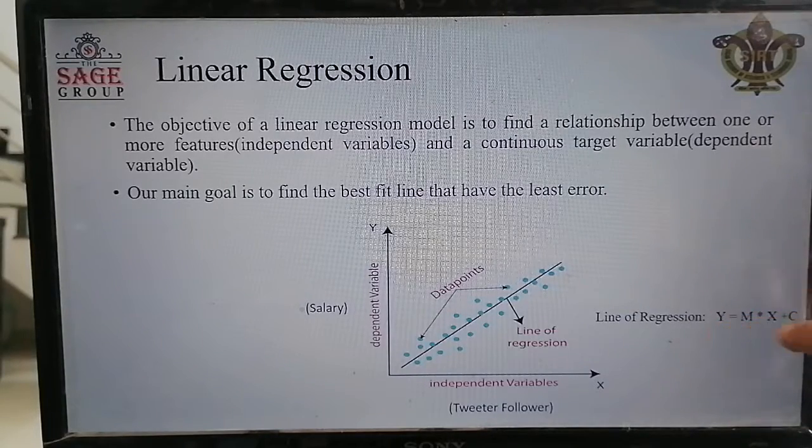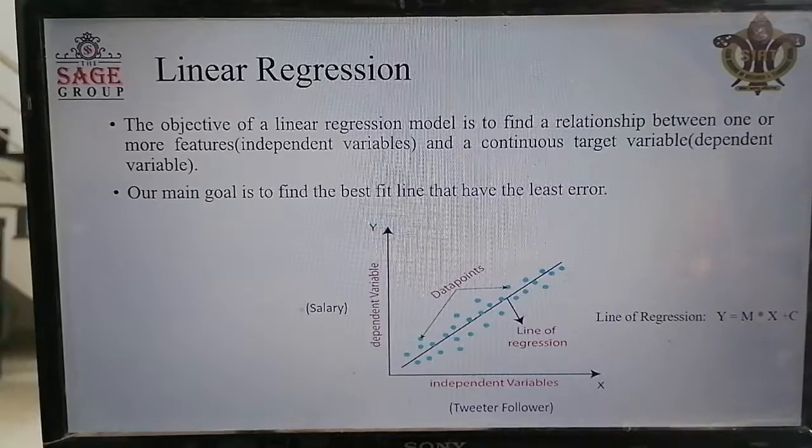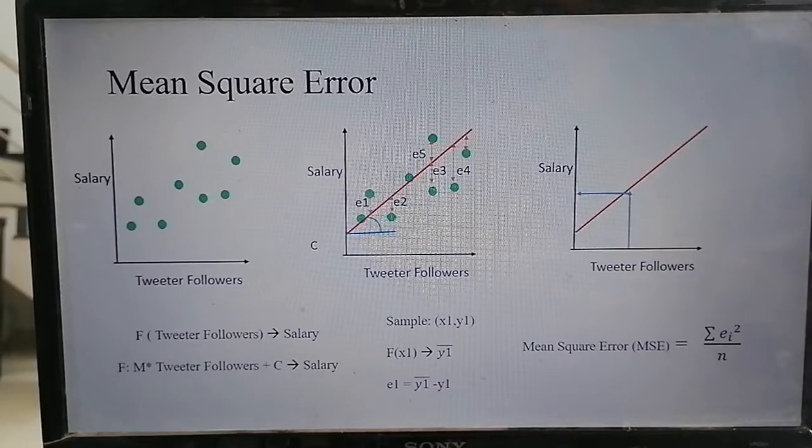Here the line of regression will be y equal to mx plus c. Y is the output, x is the input, and m and c are the model parameters. These parameters are required to be learned through the training process. For correct prediction, the optimized values of m and c are very much required, so in linear regression we learn the correct values of m and c through the training samples.